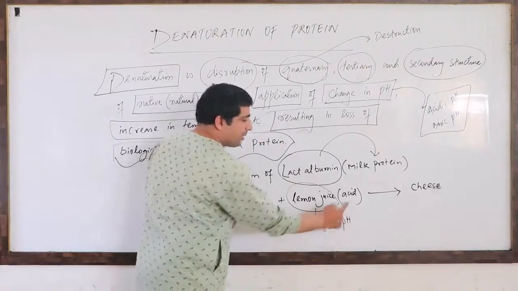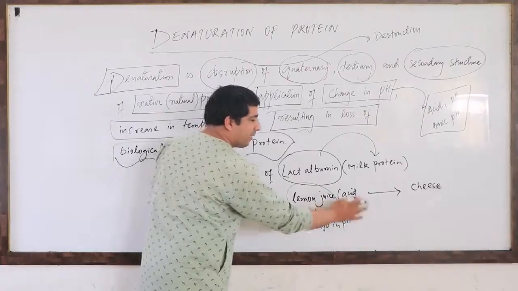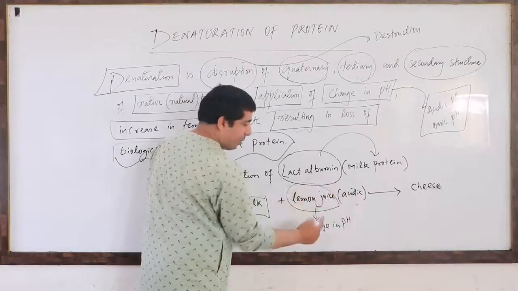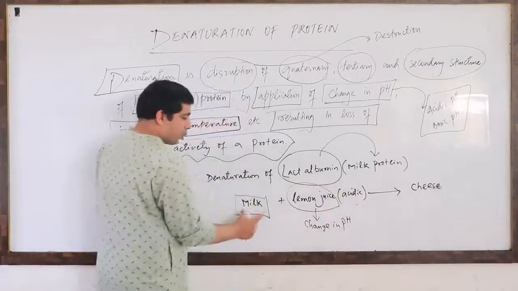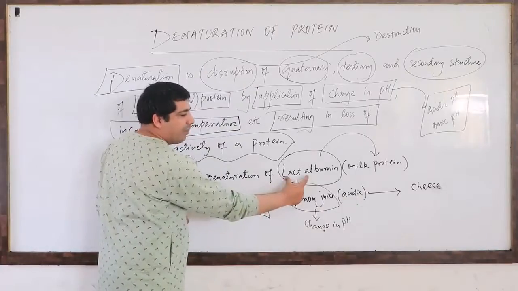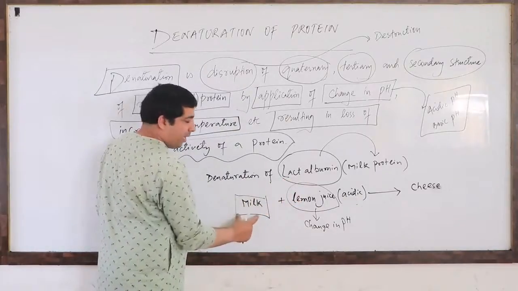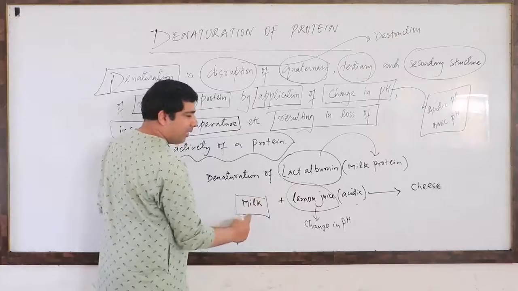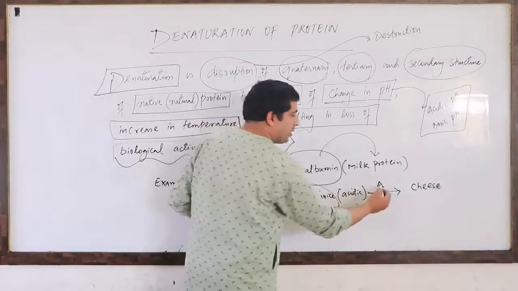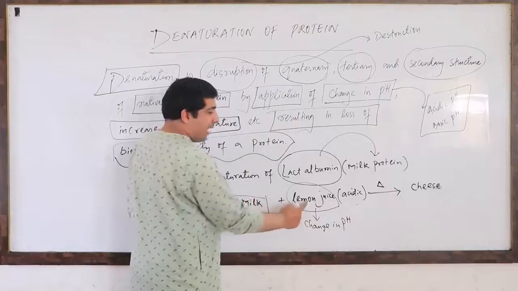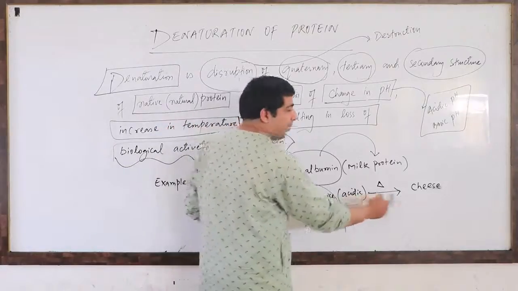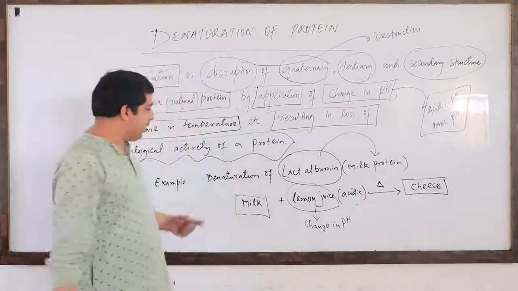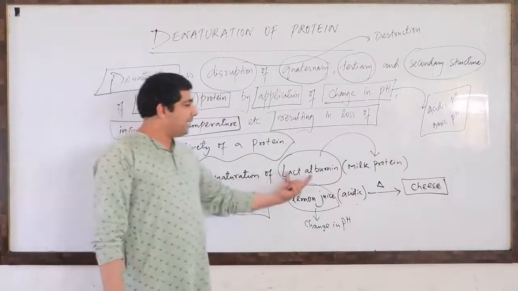And here the change in pH is that you are making the solution acidic, because lemon juice is acidic in nature. So take milk. Milk contains lactalbumin protein, which is a milk protein. Add a few drops of lemon juice to it, and then you have to heat this mixture. Take milk, add lemon juice, heat it up, and you will get cheese. And the formation of this cheese is nothing but the denaturation of lactalbumin protein.